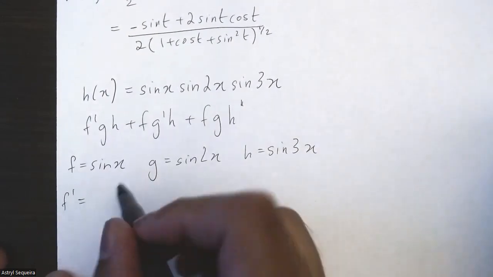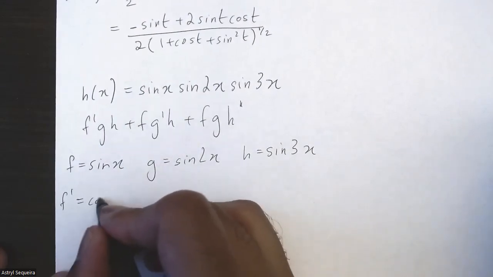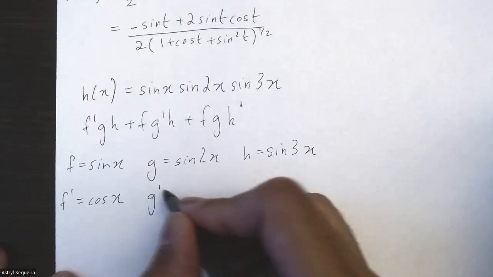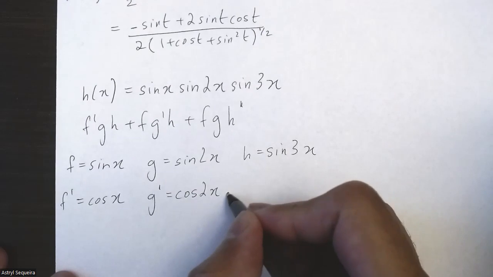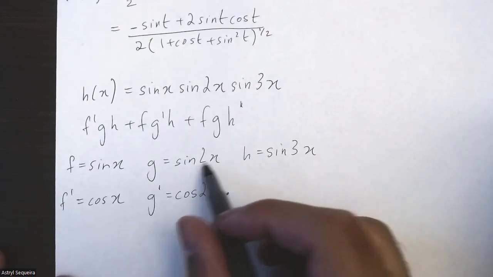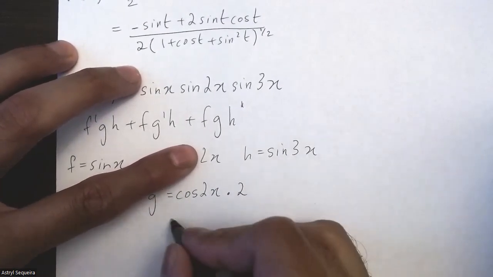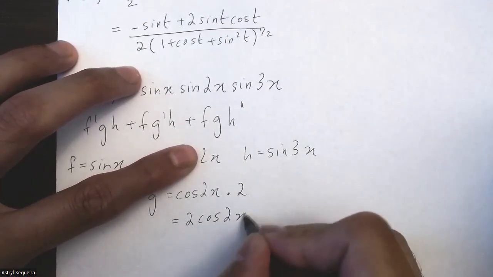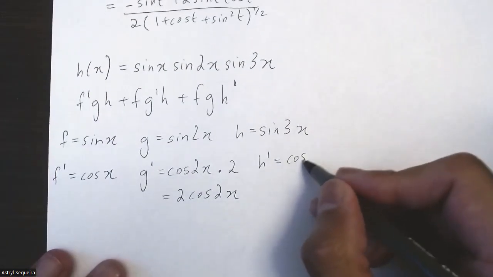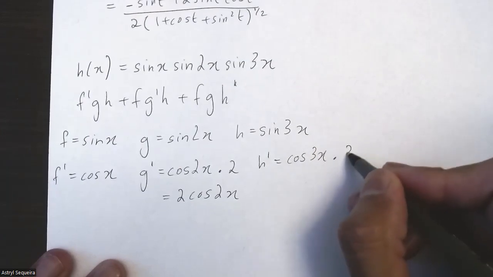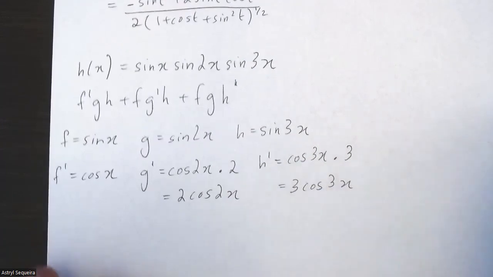So f prime is just the derivative of this function here, f, which is just cos x. G prime is the derivative of this function here, which is cos 2x times the derivative of the inside because of chain rule. So the derivative of 2x is just 2. So this just simplifies to 2 cos 2x. And h prime, same idea, derivative of sine 3x is just cos 3x, and with the chain rule, it's times 3, which is just 3 cos 3x.